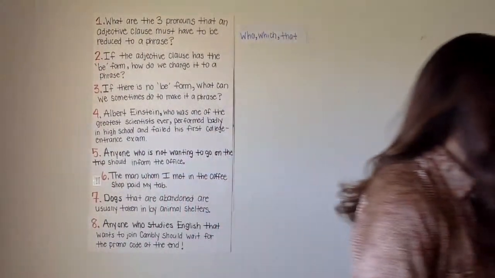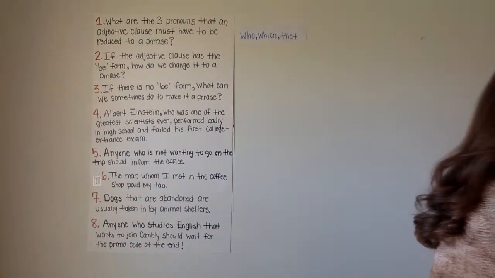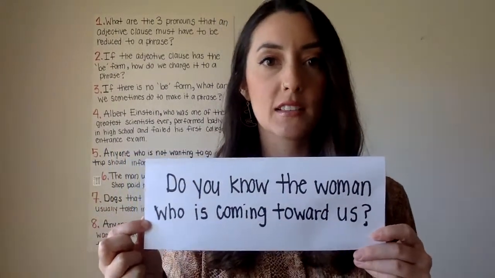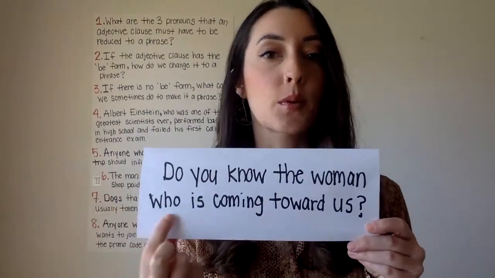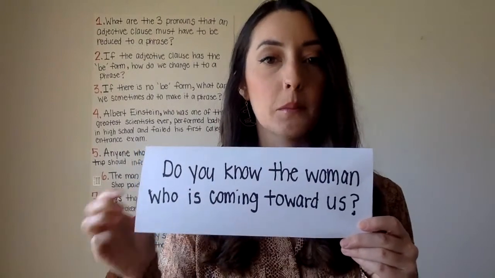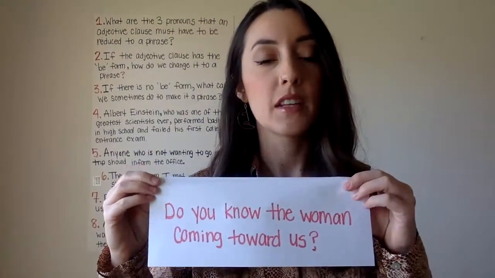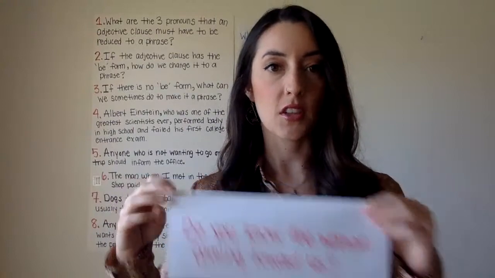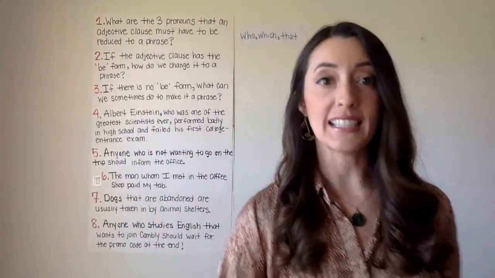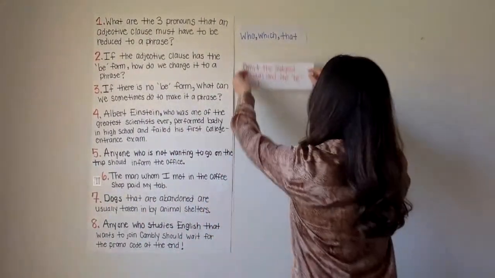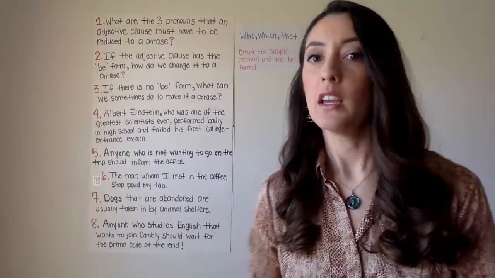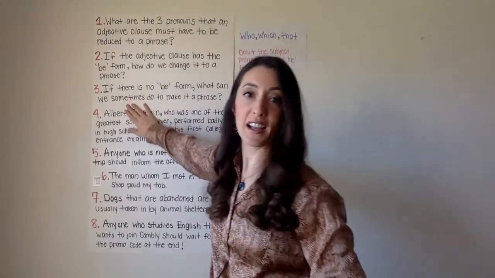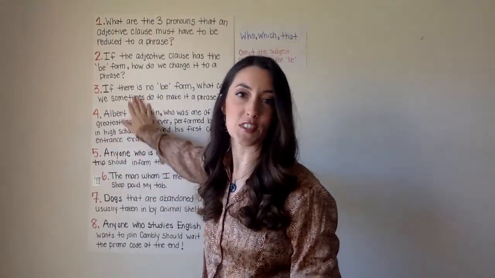Remember our example. Do you know the woman who is coming toward us? So this has the verb form be. What do we delete? We delete the pronoun and the verb be, and it becomes, do you know the woman coming toward us? So that was rule number 1. So delete the pronoun and the verb be, okay? Number 3, don't move on yet, okay? We're still on number 3, so don't start answering these yet.